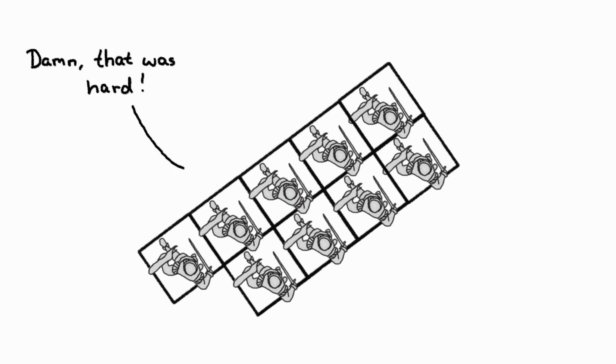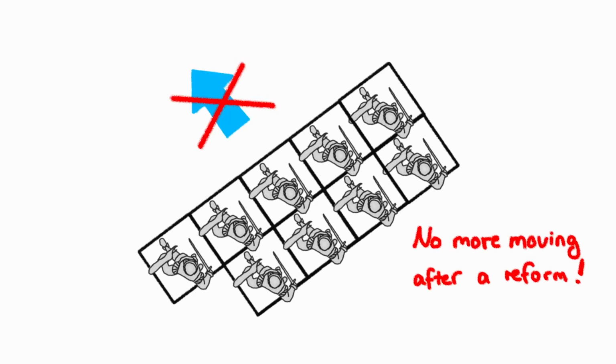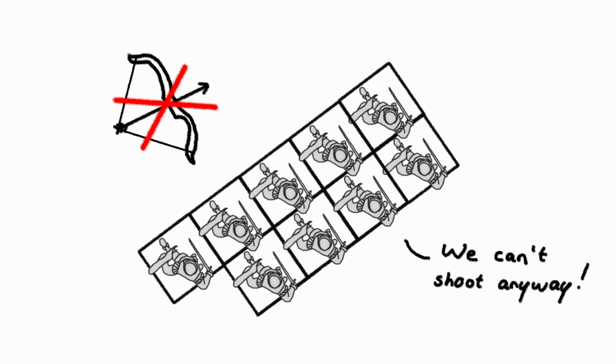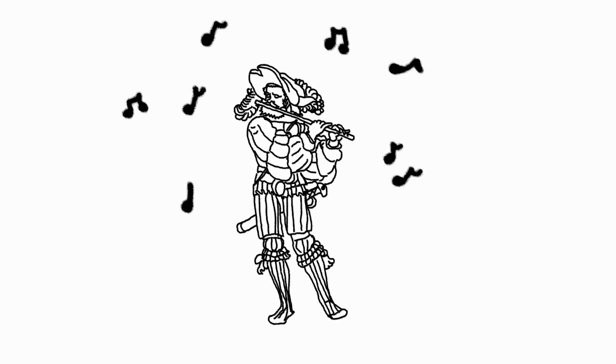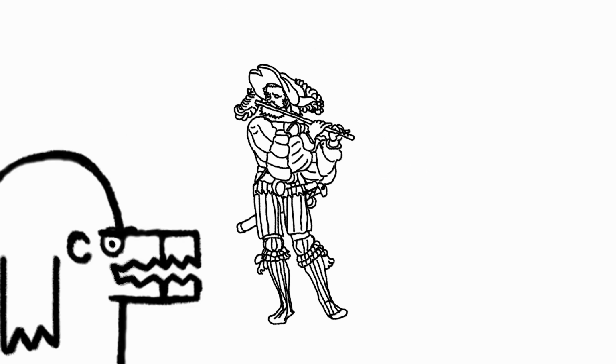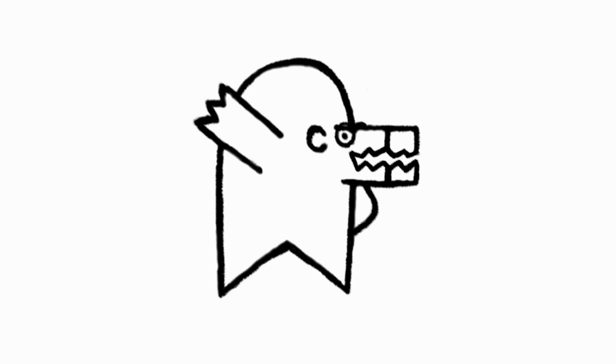However, reforming is a complex maneuver to perform, so a unit that reforms cannot make any further move in that movement phase and cannot shoot with their ranged weapons. There is an exception to these rules if your unit has a musician. I will talk about this more detailed in the future. See? Moving in Warhammer isn't that hard.